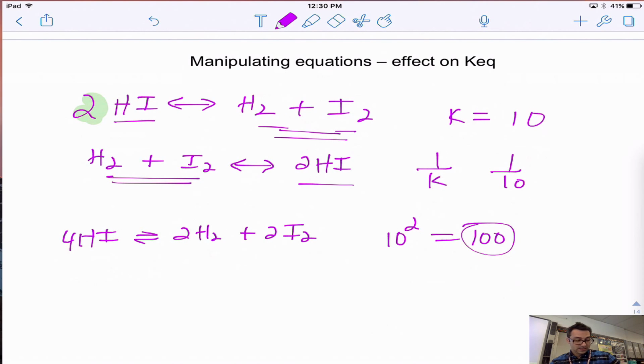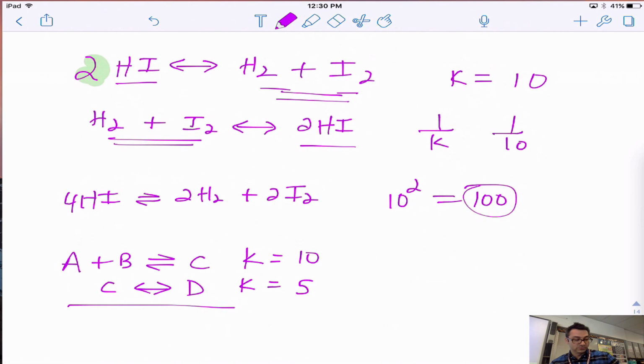One last thing is, if I were to have a reaction like this, and then I were to have C goes to D, and I were to give you a K for this equals 10, and a K for this equals 5, and I were to ask you, well, what's the K for this one? A plus B goes to D. Remember, with Hess's law, again, we would add the two values together for delta H, but here it's equilibrium. So instead of adding, we multiply. And so this would be 10 times 5, or 50. We'll practice some of these in class, but this is a general way to look at K values.